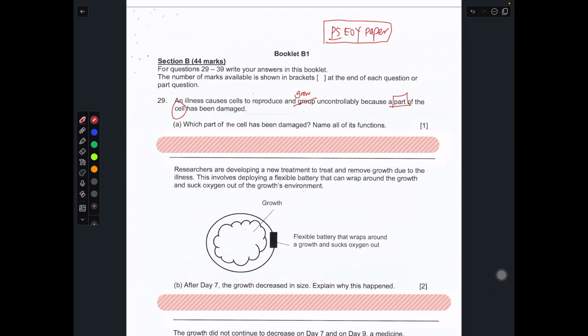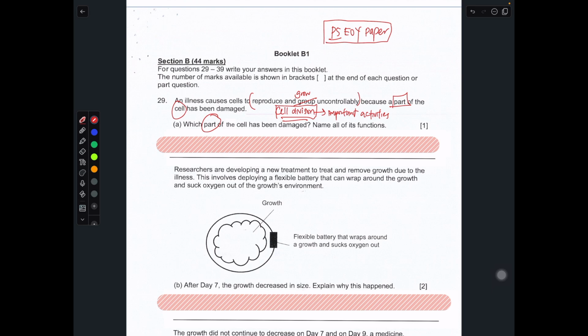So if you take a look, this is talking about cell division, and the cells itself cannot control itself, and therefore they divide uncontrollably. And this is actually one of the important activities that the cells need to undertake in order for them to grow in number. And if it grows uncontrollably, one of the parts that must be damaged that is linked to this important function will be your nucleus. Okay, the nucleus has been damaged, therefore it divides uncontrollably.